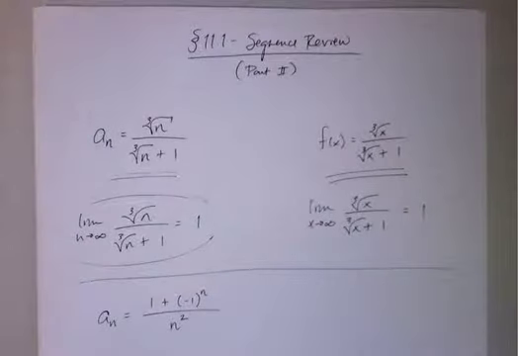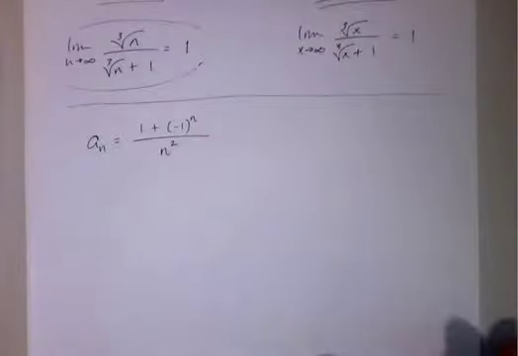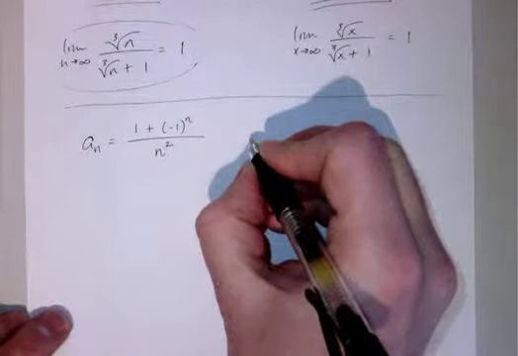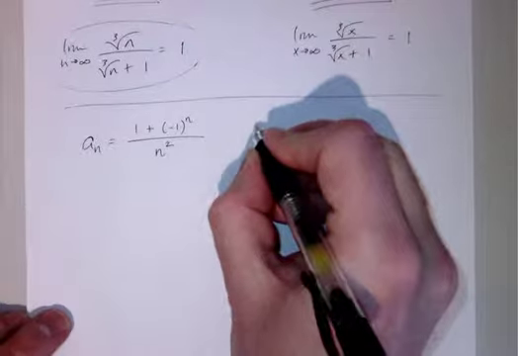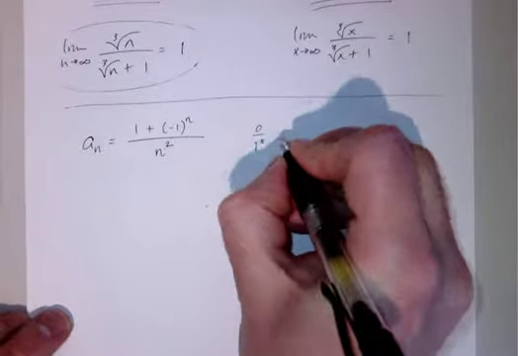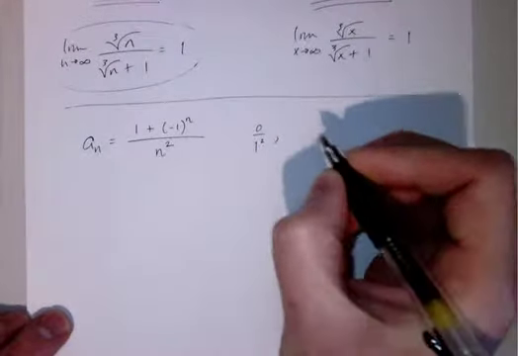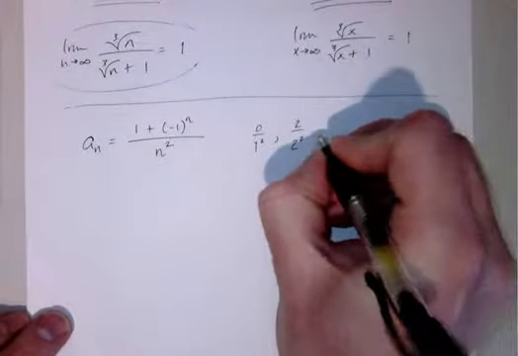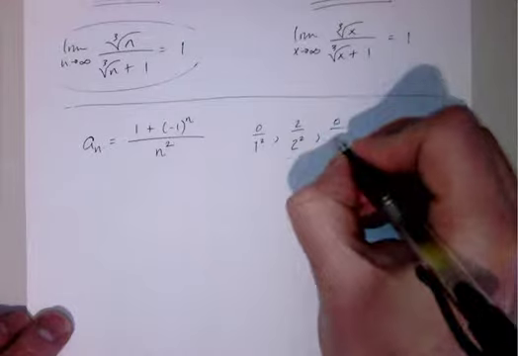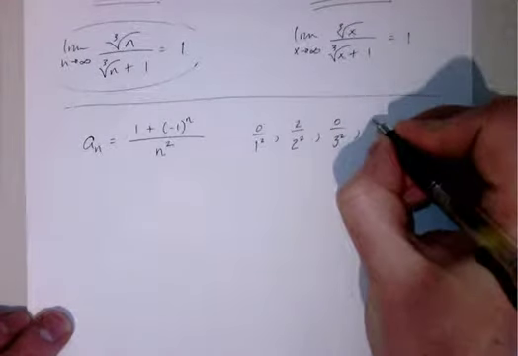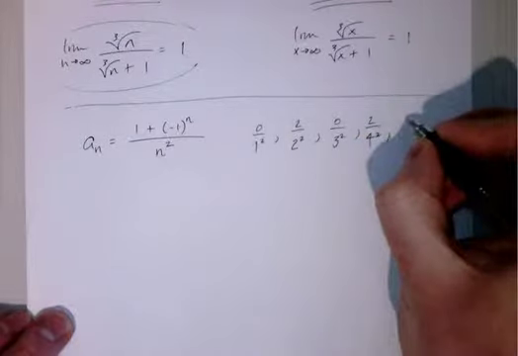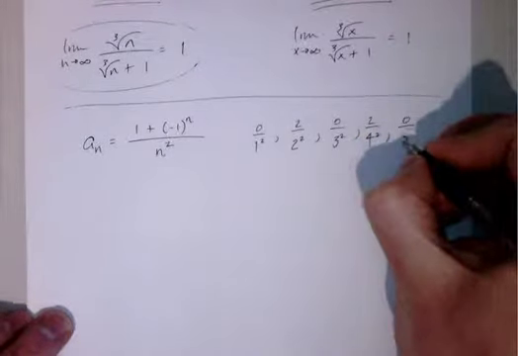Okay, well, what's going on there? Well, let's actually list out a couple of these values. If I plug in 1, I'm going to get 0 over 1 squared. If I plug in 2, I'm going to get 2 over 2 squared. If I plug in 3, I'm going to get 0 over 3 squared. If I plug in 4, I'm going to get 2 over 4 squared. If I plug in 5, I'm going to get 0 over 5 squared.